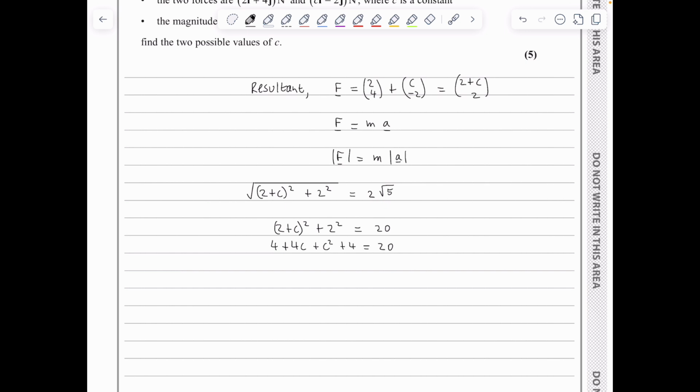And if I collect everything on the left hand side, we get C squared plus 4C minus 12 is 0, which factorizes into C plus 6 and C minus 2. Now we know that either C plus 6 is equal to 0, or alternatively we've got C minus 2 is equal to 0, and therefore C is negative 6 or C is equal to 2, the two possible values for C.